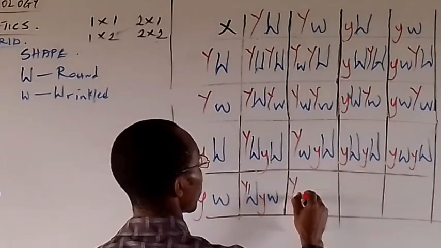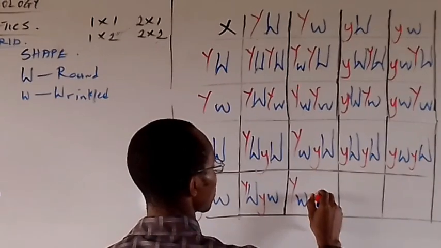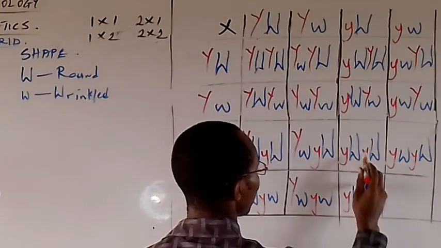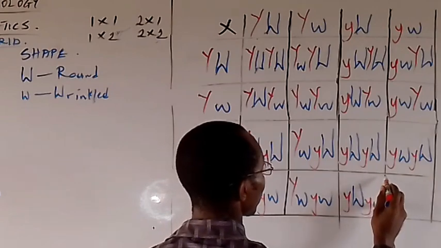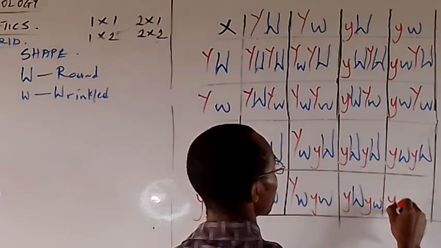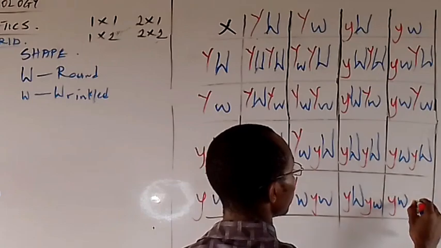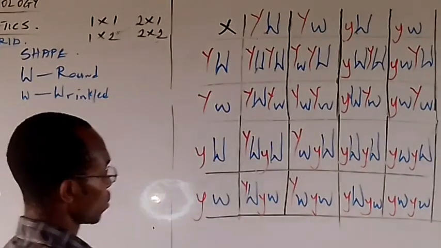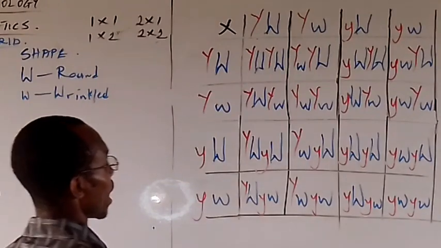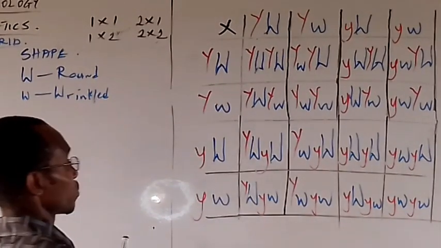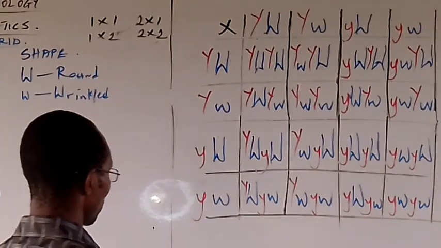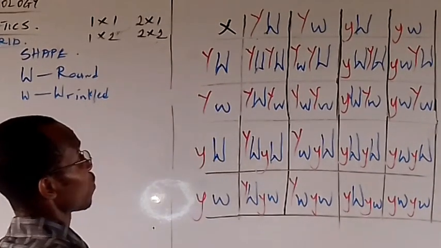Here is capital Y, capital W, small y, small w. Here we have small y, capital W, and small y, small w. And lastly here we have small y, small w, small y, small w. So that is basically what our Punnett square requires of us. After doing this, the next thing to do is to number each of the boxes to identify them.